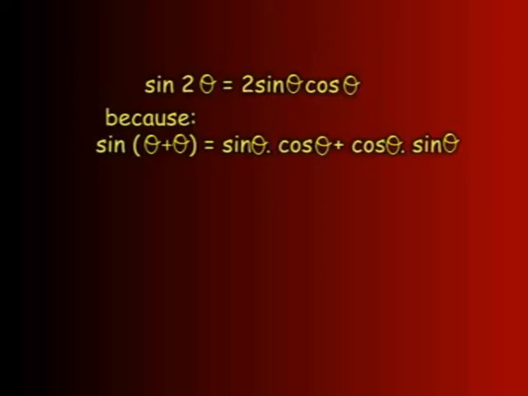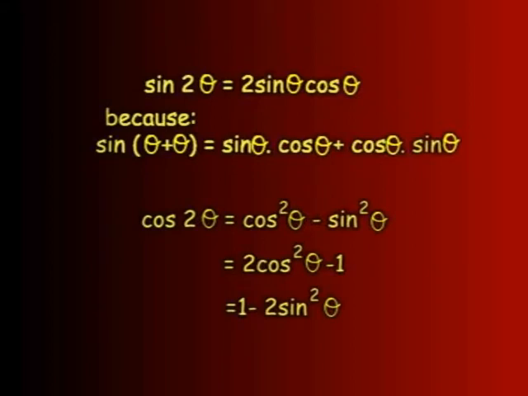Similarly, the double angle formula for cos 2 theta has been derived. Cos 2 theta is special in a way that it has 3 possible outcomes. The first possible outcome is cos squared theta minus sine squared theta. The second possibility is 2 cos squared theta minus 1. And the third possibility is 1 minus 2 sine squared theta. Let us now look at a few basic examples to illustrate the application of what we've done thus far.